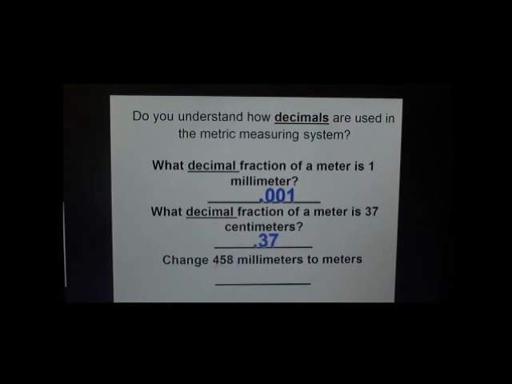It's asking you to change 458 millimeters to a meter. Well, someone might say, I can't change that to meters because you need 1,000 millimeters to make 1 meter. Okay, but you're getting to be a big kid now, and your math is expanding. So you no longer have to think of things only making wholes. They can be fractions too. And seeing it takes 1,000 millimeters to make a meter, this is 458 out of 1,000, or 458 thousandths.